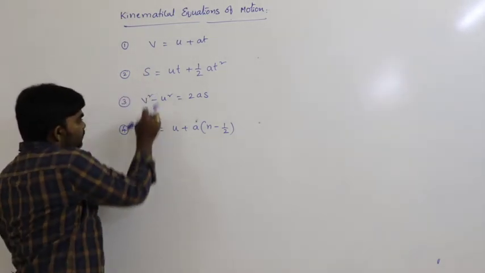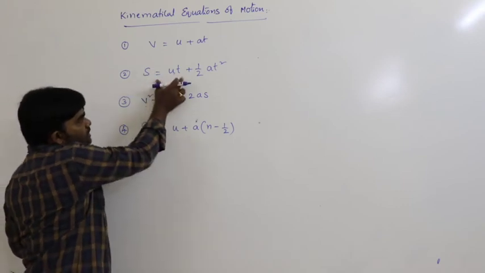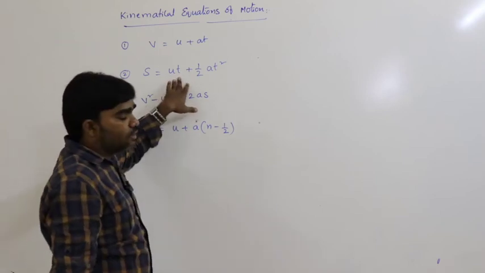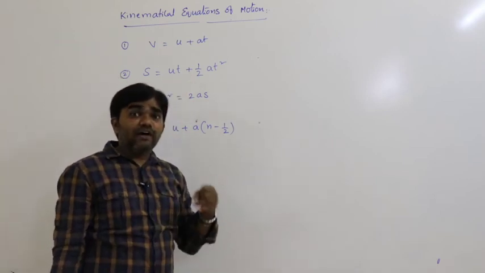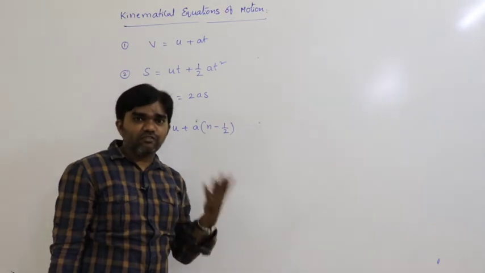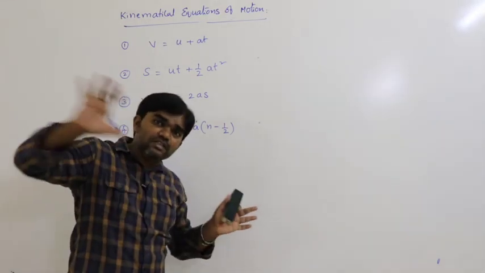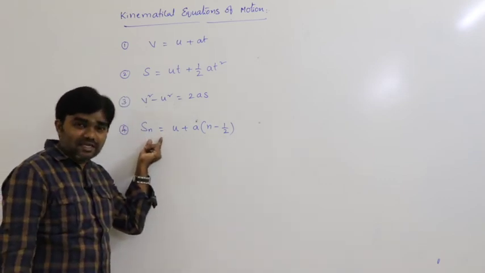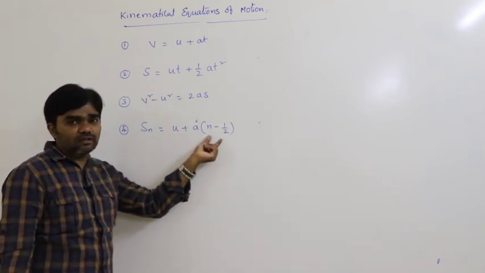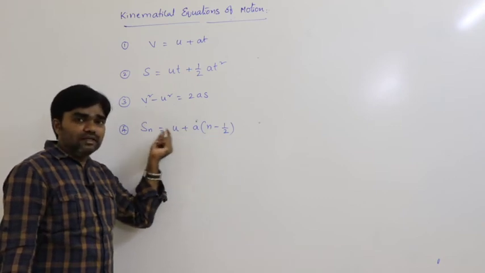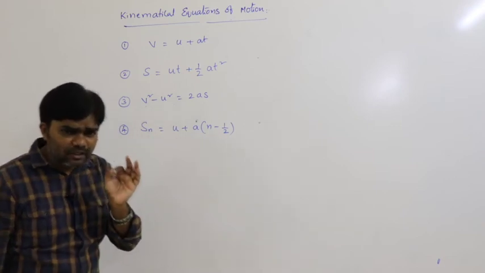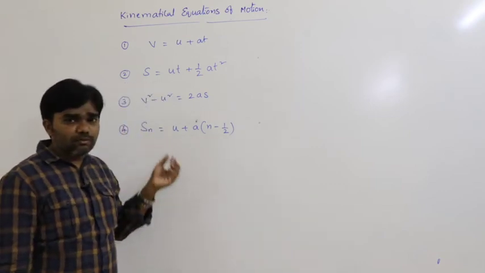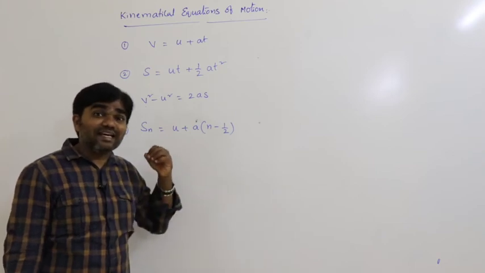But what is the difference between these two equations? This is the distance after a certain time interval. That means distance traveled by the body after 2 seconds, after 3 seconds, after 4 seconds, after 5 seconds, like that. In total, the complete 5 seconds we have to consider. But here, Sn equals u plus a into (n minus half), the displacement of the body in that particular time interval. That means displacement of the body in the nth second.